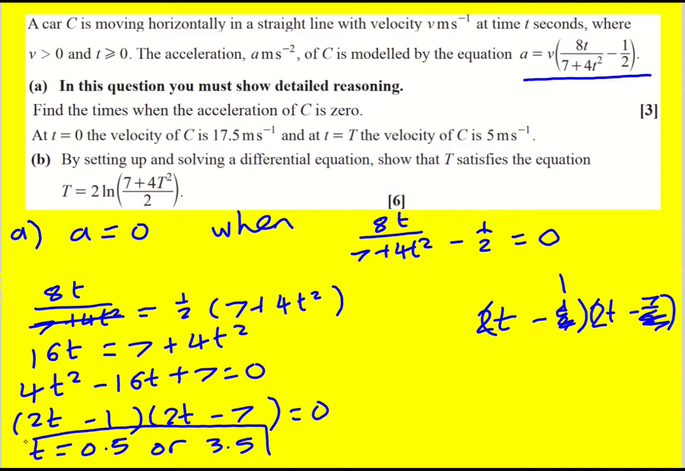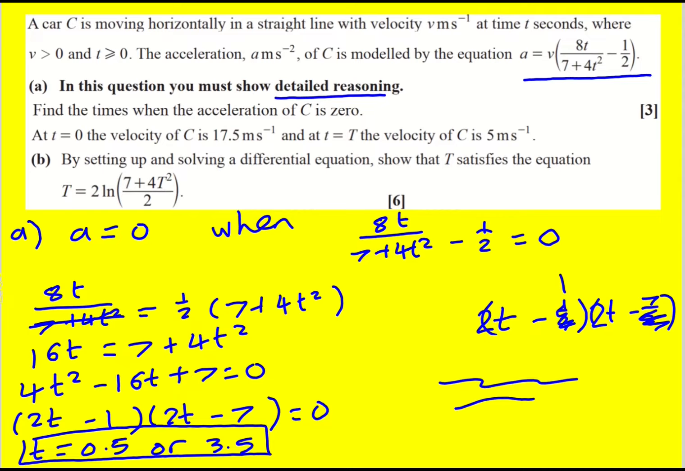And then write it down. I haven't actually checked the mark scheme, but I think it's just good practice to write it in factorized form. Or if you do want to, use the quadratic formula, but write it out, because it does say detailed reasoning. I just wouldn't leave anything to chance. So those are the times.